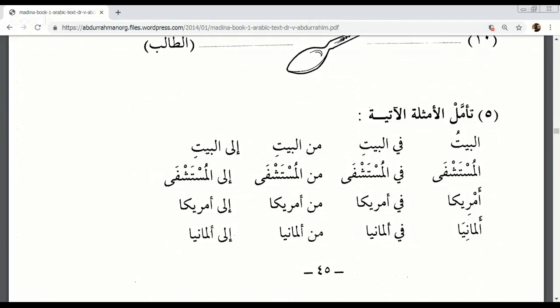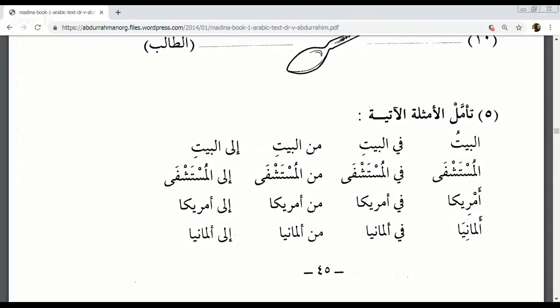So, for example, here you have al-mustashfa, which means the hospital. Then we have fil mustashfa, min al mustashfa, ila al mustashfa. We don't say ila al mustashfi. These are one of the words that don't change.